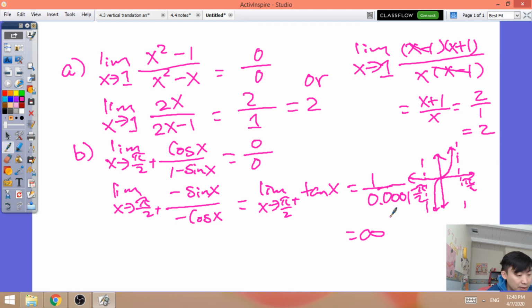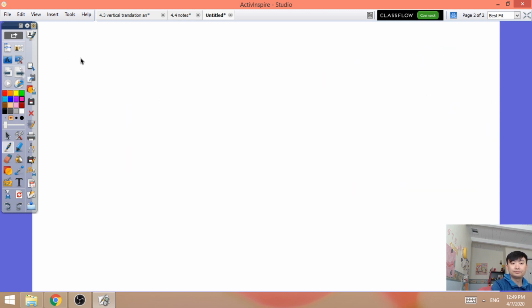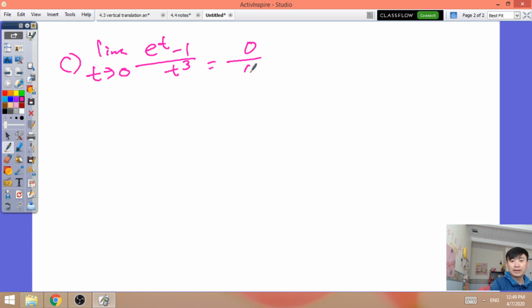Okay, so now let's see the rest of the example here. So for C, I need a new slide for this. Okay, so now let's see what that is for C. So we do have limit as t goes to 0 of e to the power of t minus 1 over t to the power of 3. So plugging a number, e to the power of 0, that's 1. 1 minus 1 is 0. 0 to the power of 3 is 0.